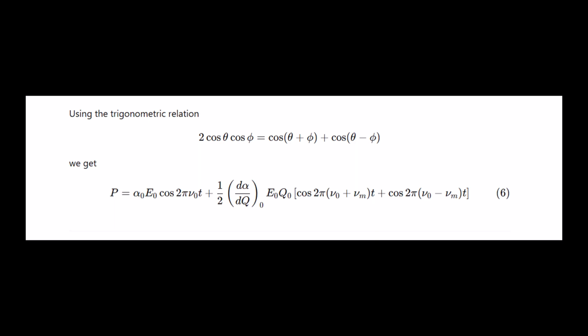Using this trigonometric relation, we can rearrange our equation as P equal to alpha 0 E0 cos 2 pi nu 0 t plus 1 by 2 d alpha by dq E0 q0 into cos 2 pi nu 0 plus nu m into t plus cos 2 pi nu 0 minus nu m into t. Equation 6. It is clear that the polarization thus induced contains three frequency components.